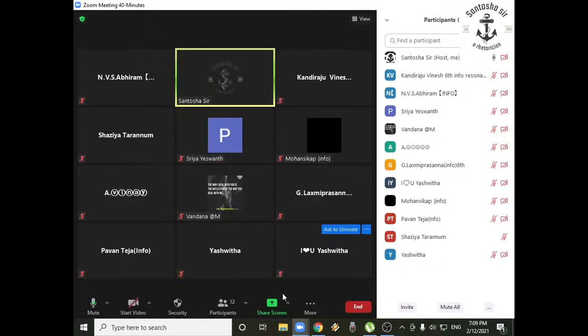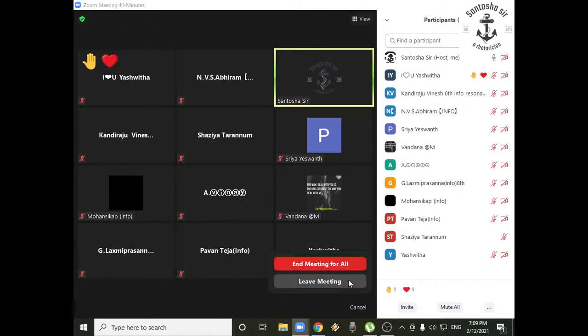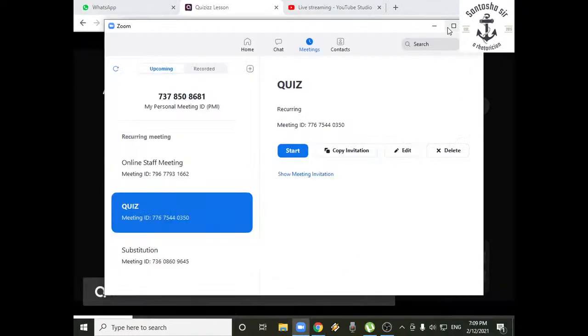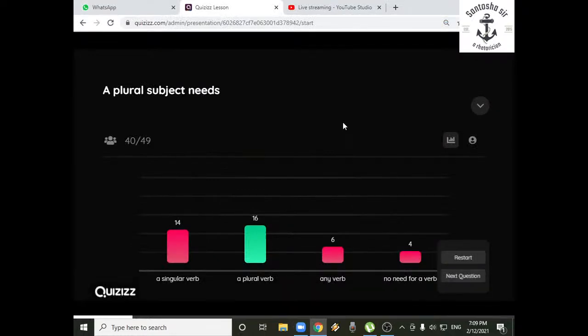Someone is trying to disturb us. So it's better to disconnect this Zoom link, because a few members are trying to disturb us.